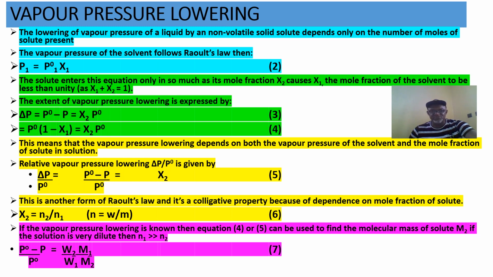Of course, remember that x2 is equal to n2 over n1 for very dilute solutions. And we now remember also that n, which is the number of moles, is the weight divided by the molecular mass. Under very dilute conditions, n1 is far greater than n2. We'll have equation 7. And equation 7 can be used to find the relative molecular mass of the solid, that is M2, once we're able to measure relative lowering of vapor pressure.